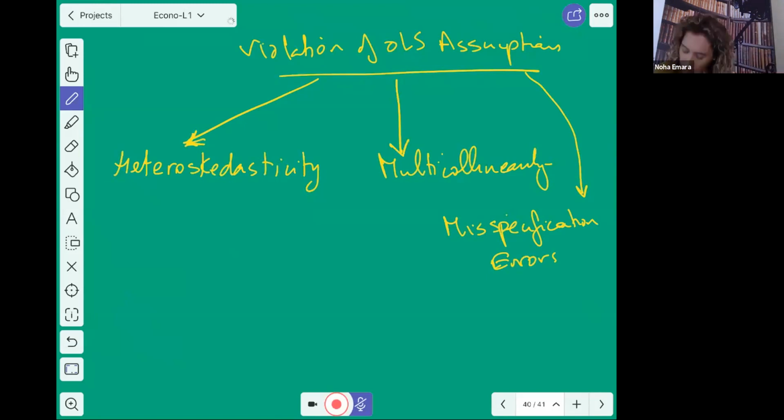So we're going to start with heteroskedasticity, move to multicollinearity, and third is misspecification errors. I might be too optimistic if I can cover the 3. I'm supposed to cover the 3 in today's class, but I don't think so, with about 30 minutes we lost in trying to find each other at the beginning of the class. So let's see. So what is heteroskedasticity?